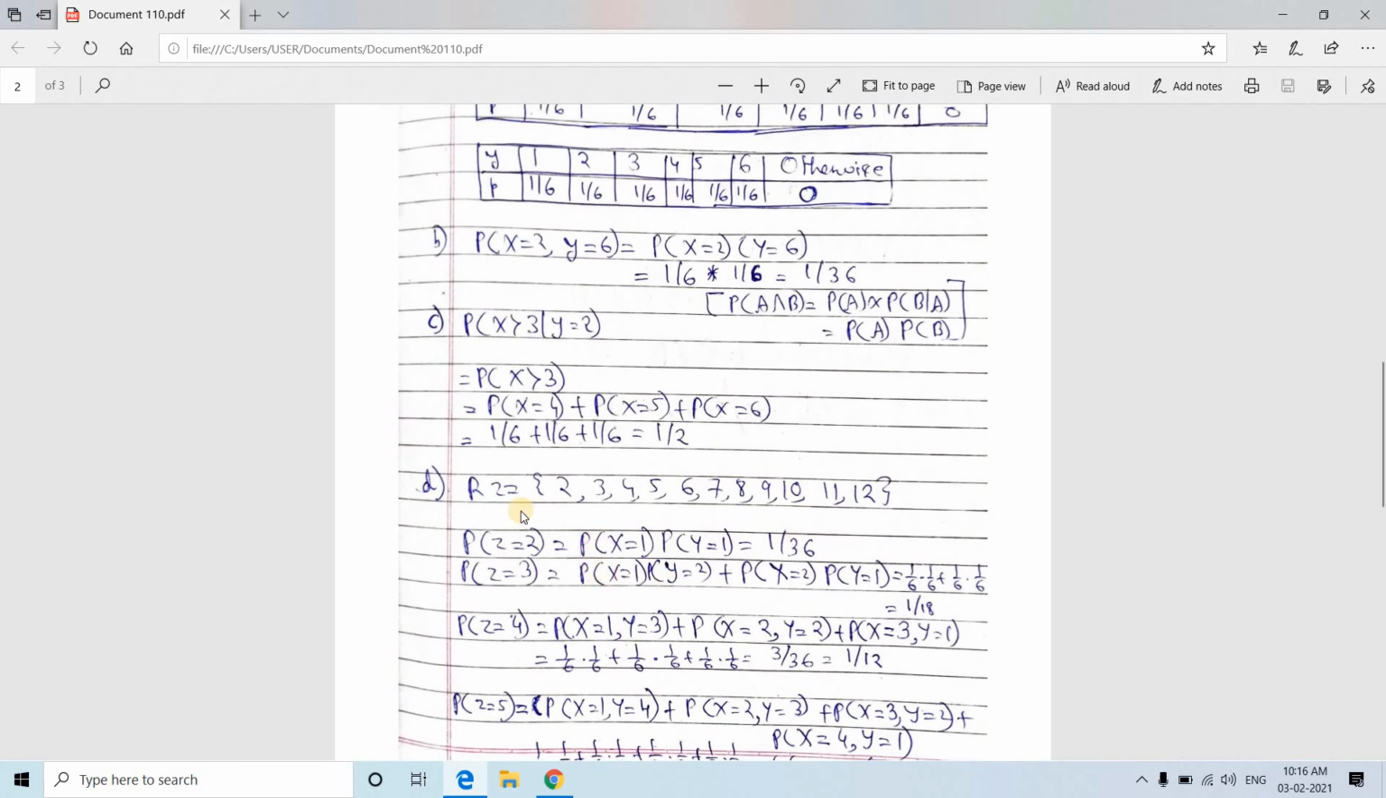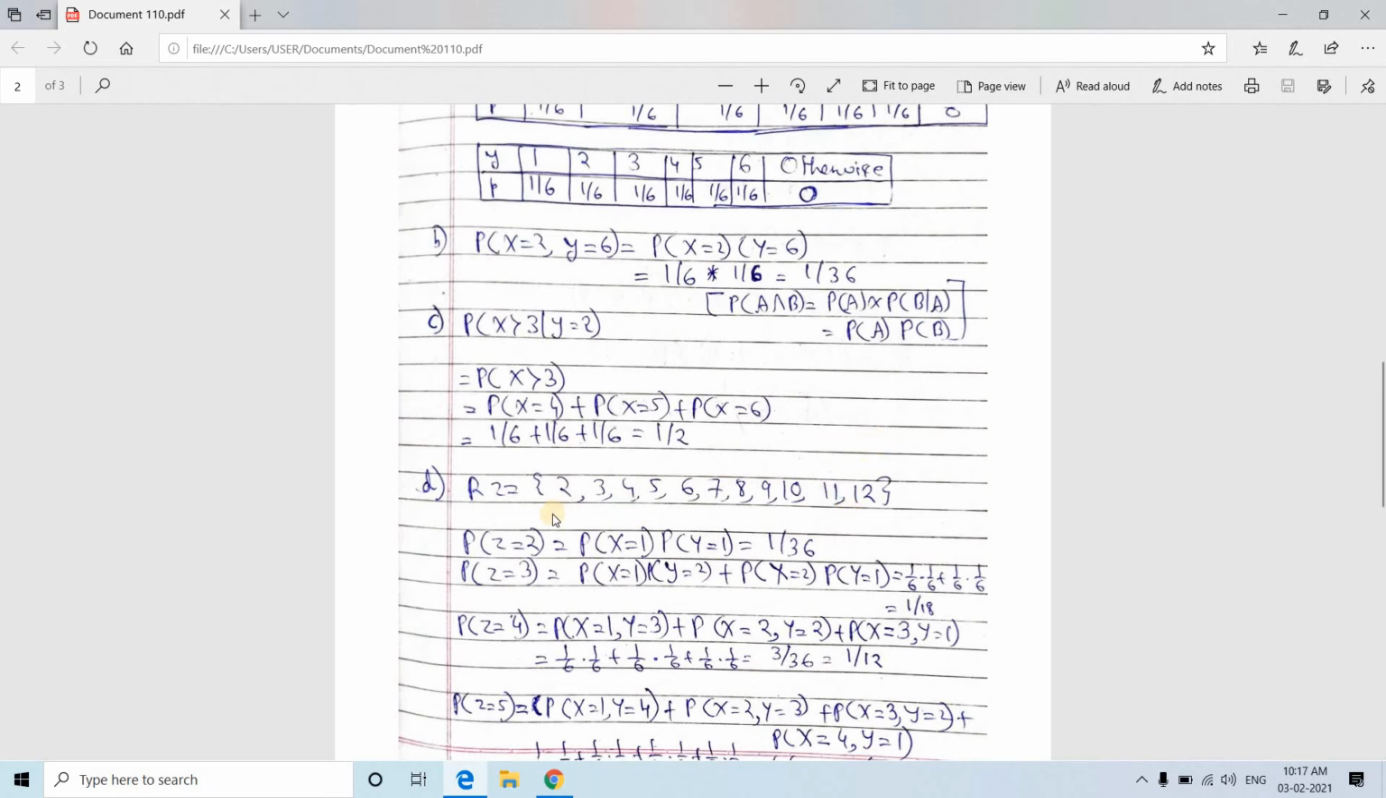So what is the range of z? See, z equal to x plus y. X ranges from 1, 2, 3, 4, 5, 6. Y ranges from 1, 2, 3, 4, 5, 6. That means z will range from 2 to 12. Obviously, you are throwing two dice. The sum of the results can range from a minimum of 2, when both 1s appear, to a maximum of 12, because if after throwing the dice both return 6, then 6 plus 6 is 12.